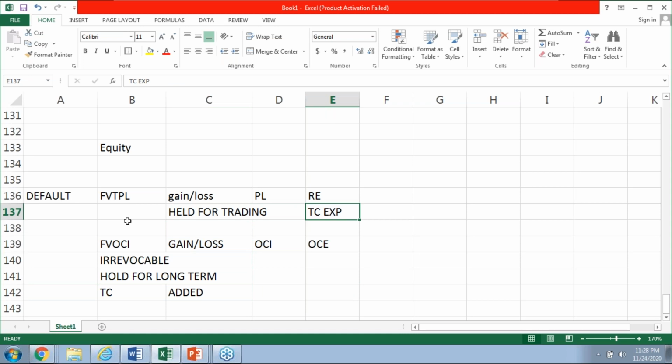If nothing is mentioned in the question about what the company has done, then it is assumed that it should be measured at fair value through P&L. But if the question specifically says that the company has exercised this option, then you can measure the equity investments at this value. OCE means other component of equity.